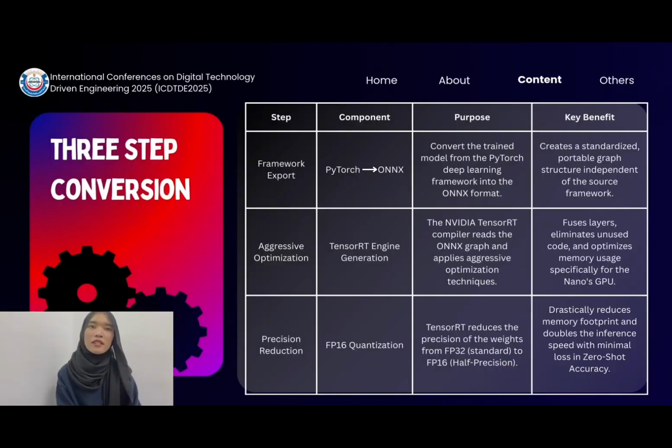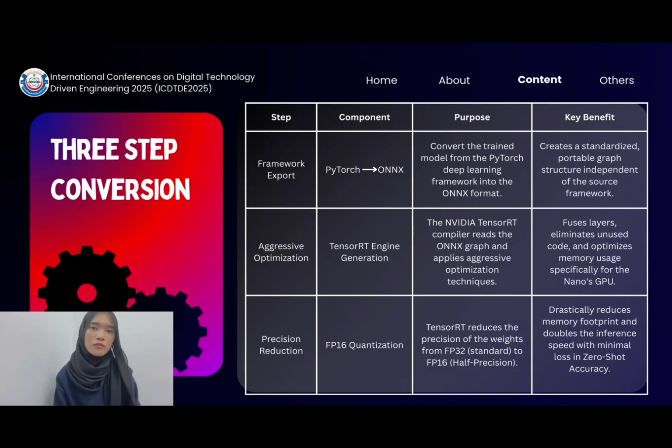This slide explains the core engineering solution. This process transforms the high-resource vision language model into a lightweight real-time engine. So, step 1 is framework export, PyTorch to ONNX. The first step was to convert the trained model from its source framework, PyTorch, into the Open Neural Network Exchange, or ONNX, format. This creates a standardized portable graph structure that is independent of the source framework.